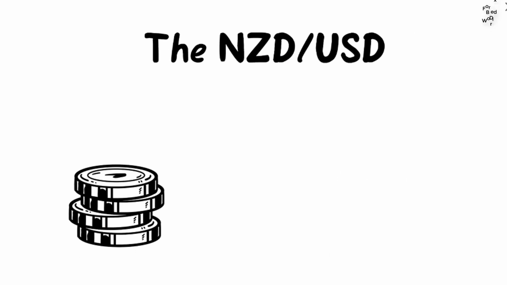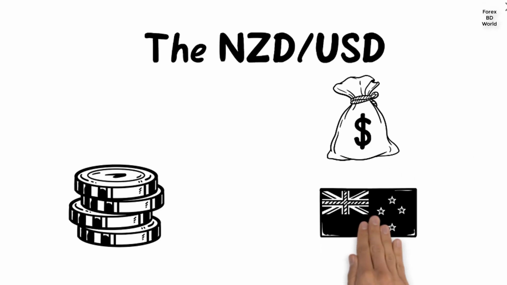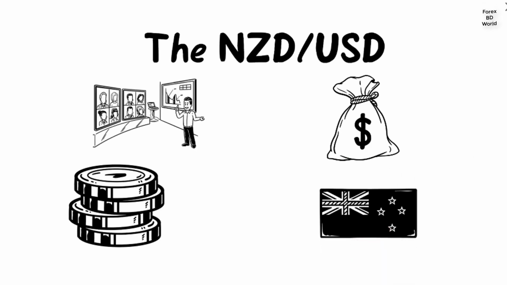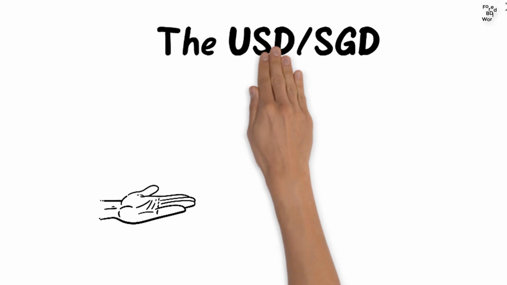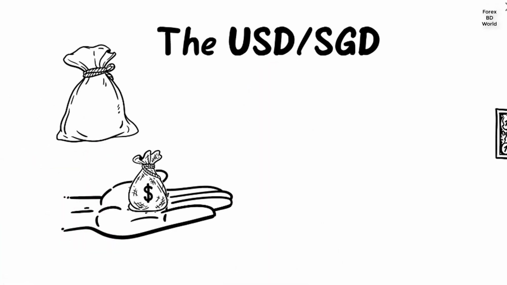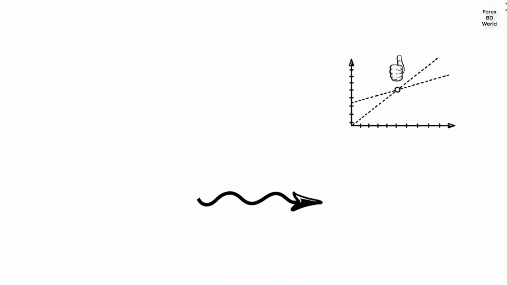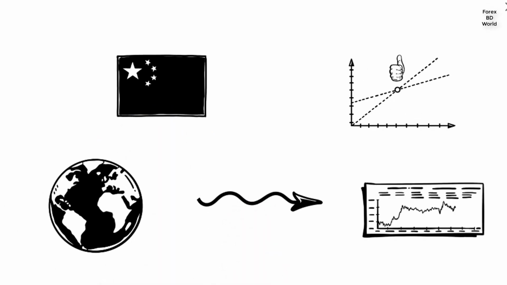The New Zealand dollar to US dollar represents the New Zealand dollar against the US dollar. It is often influenced by commodity prices and the overall health of the New Zealand economy. The US dollar to Singapore dollar represents the US dollar against the Singapore dollar. It is a popular currency pair for traders in the Asian region. It is often influenced by economic developments in China and other emerging markets.